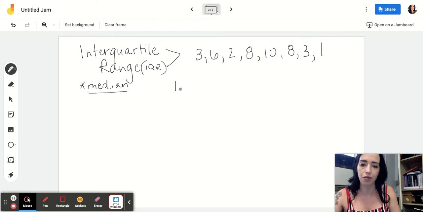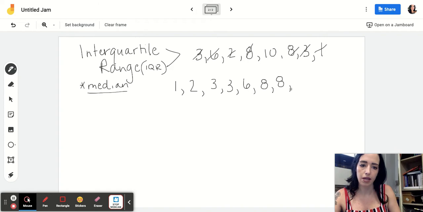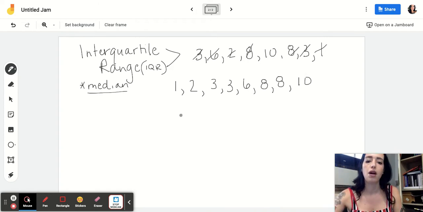So that means I'm going to put my numbers in order from least to greatest. So let me go ahead and do that here. I gotta make sure I put both 3s. I got a 6, and then I have 2 8s, those, and a 10. All right, so this is step 1. I have to find the median first.